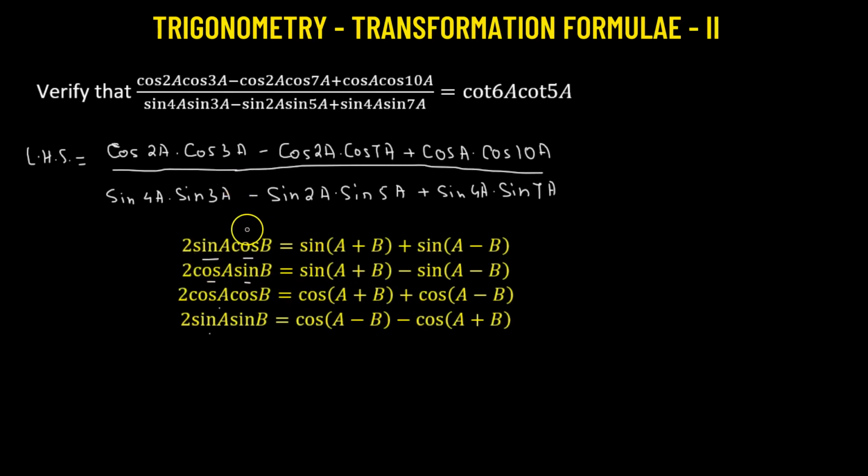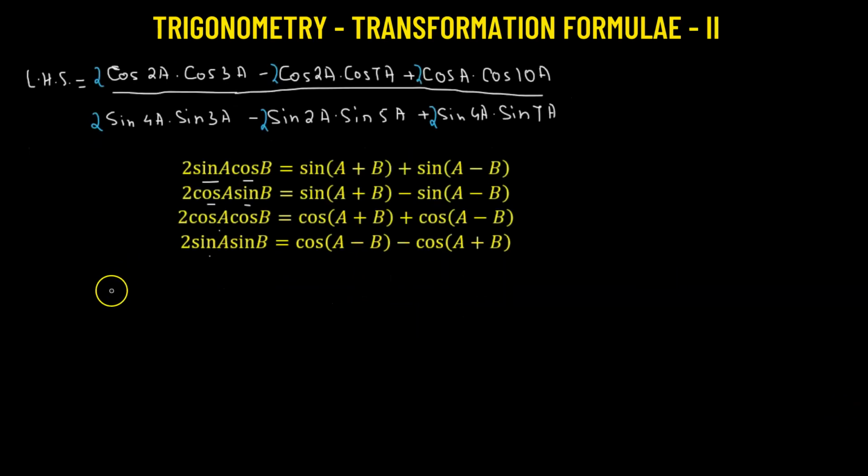However, we observe here that in each of the terms, the factor 2 is missing. That's not a big problem. All we have to do is multiply both the numerator and the denominator by 2. So each term in the numerator will get multiplied by 2, and each term in the denominator will also get multiplied by 2. Now we are ready to apply the transformation formula.